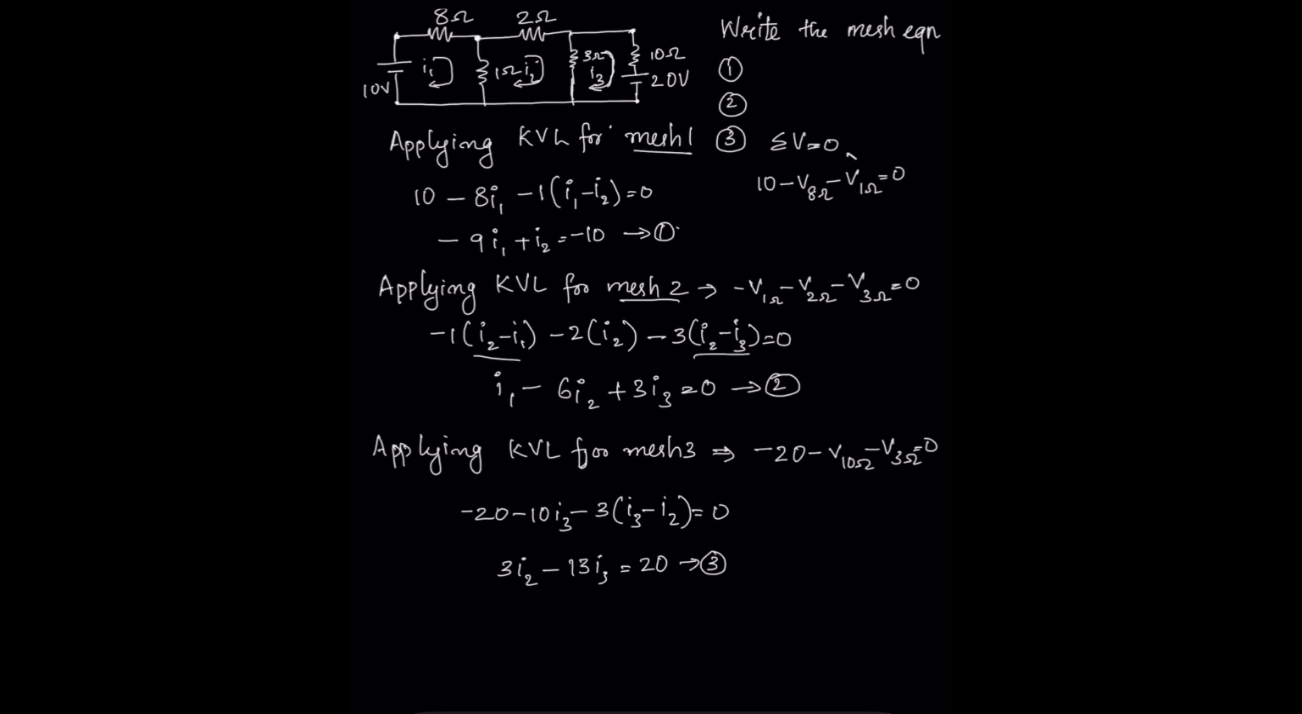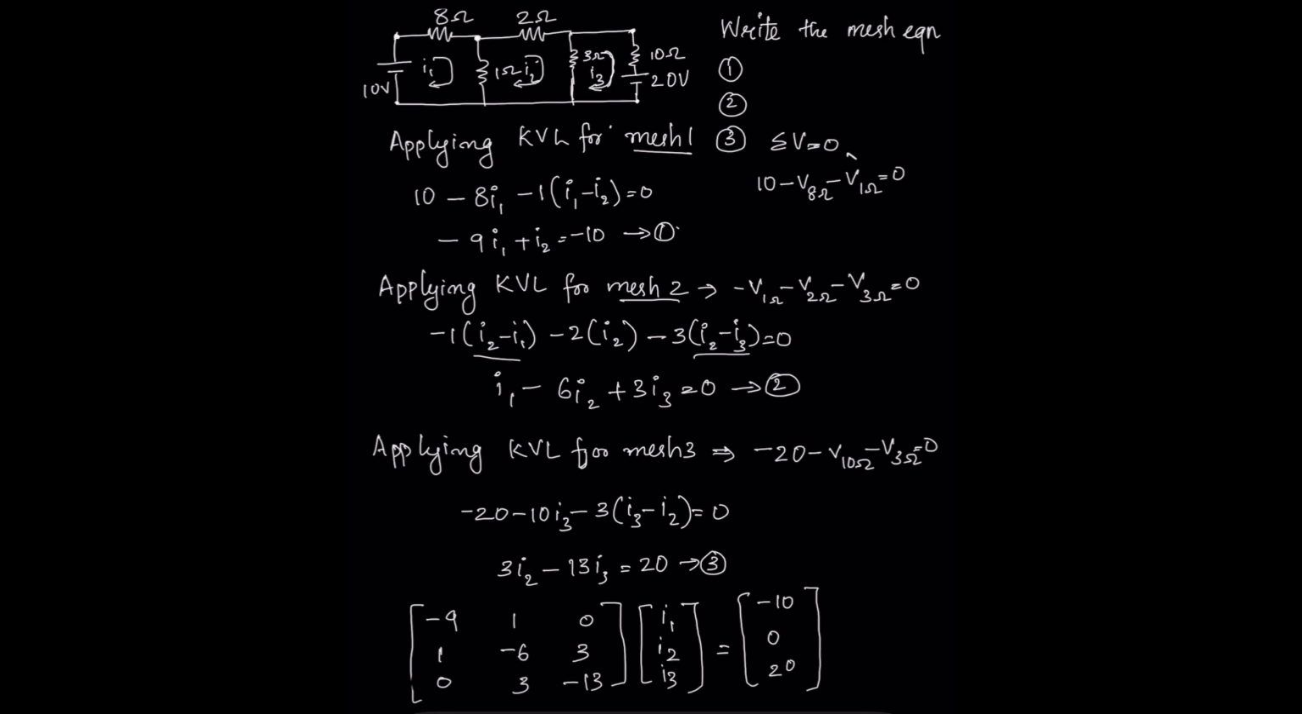And we can again write it in the matrix form like this. In the matrix form, you can write it as minus 9, 1, 0; 1, minus 6, 3; and 0, 3, minus 13, into I1, I2 and I3 is equal to minus 10, 0, 20. So in the matrix form, we will get it like this.